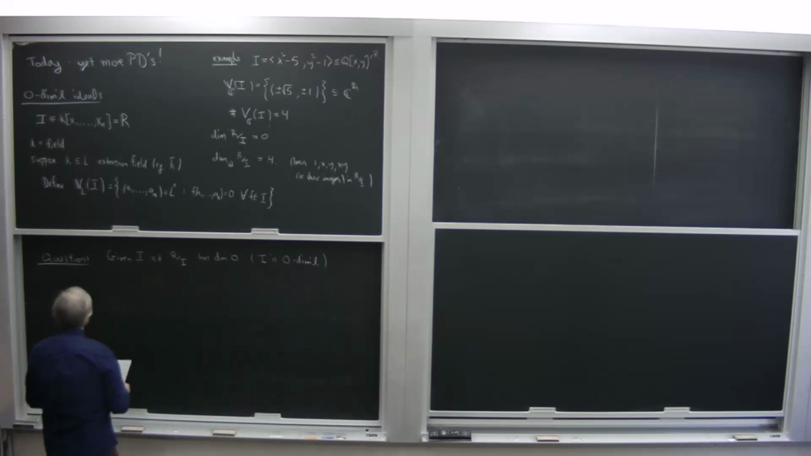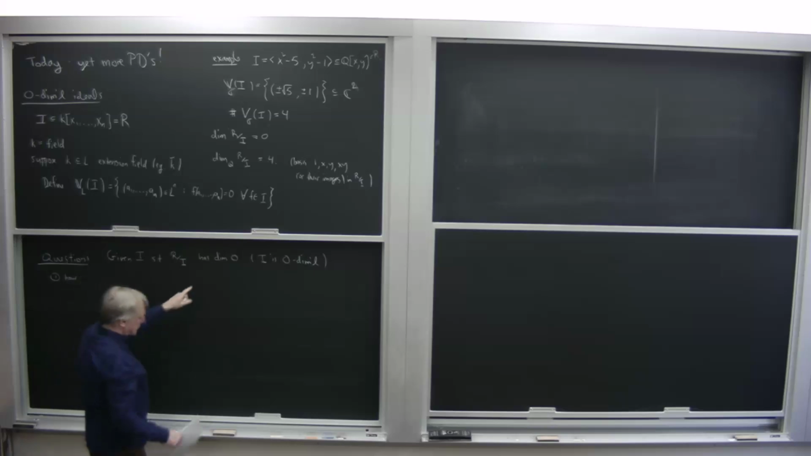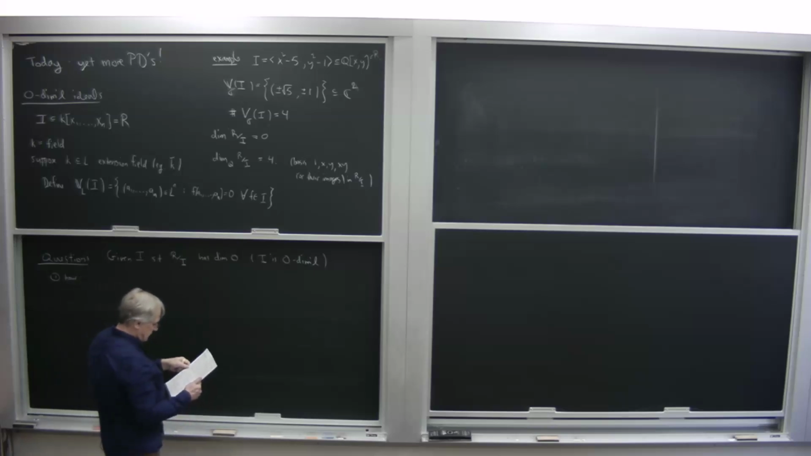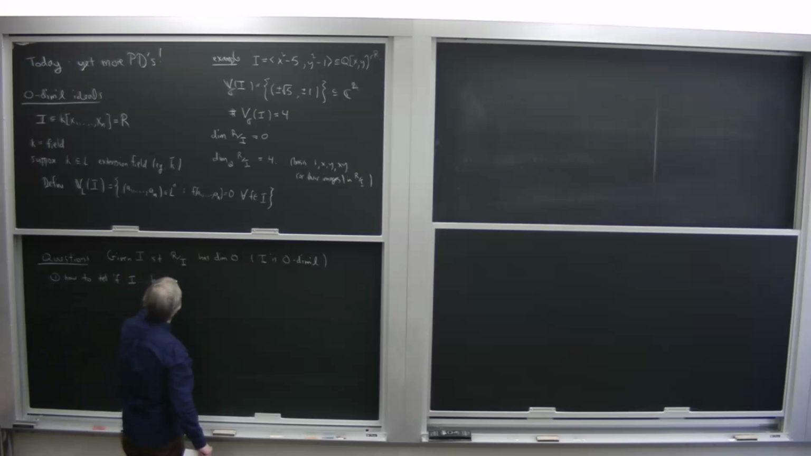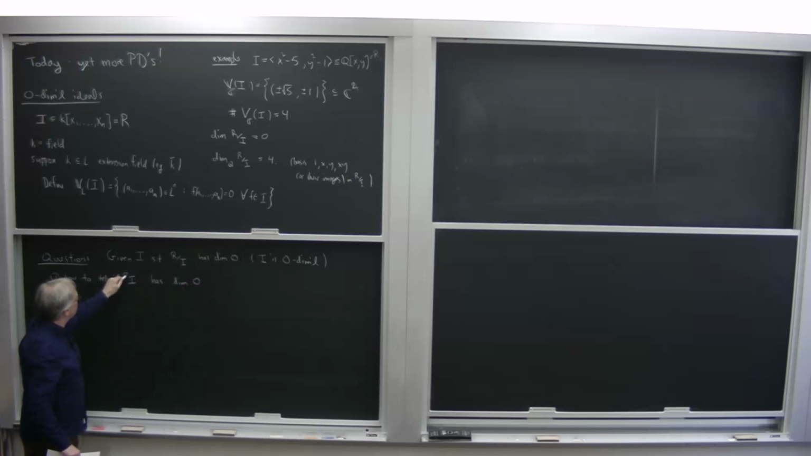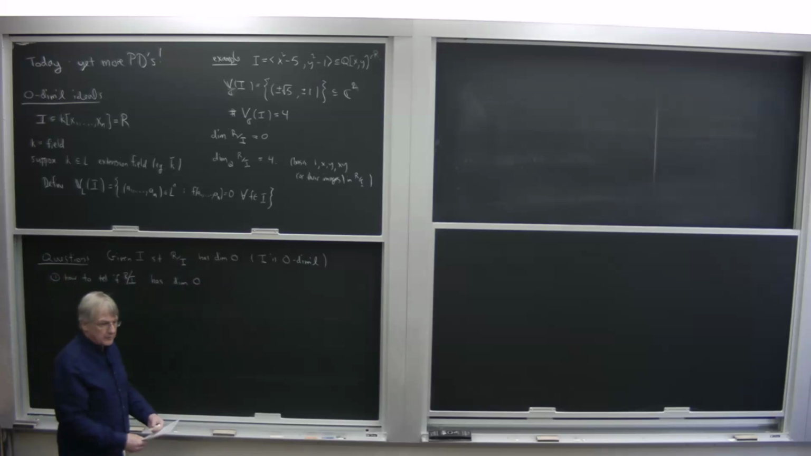And the question is, how do we tell if I has dimension 0? Okay, if this is the case, R mod I. Okay, so is it easy? If I give you an ideal I, can you tell right away? And the answer is yeah, pretty much, as long as you can compute a Gröbner basis.